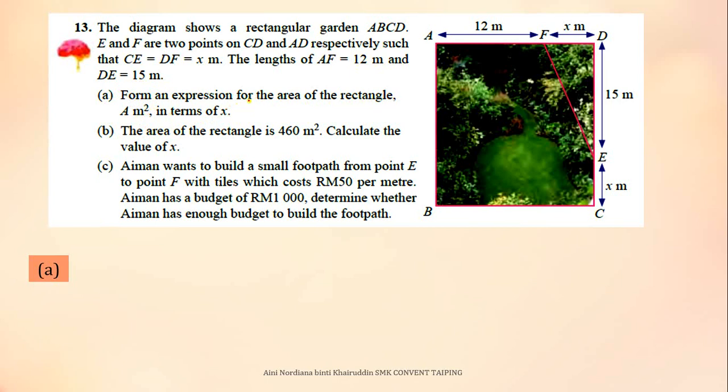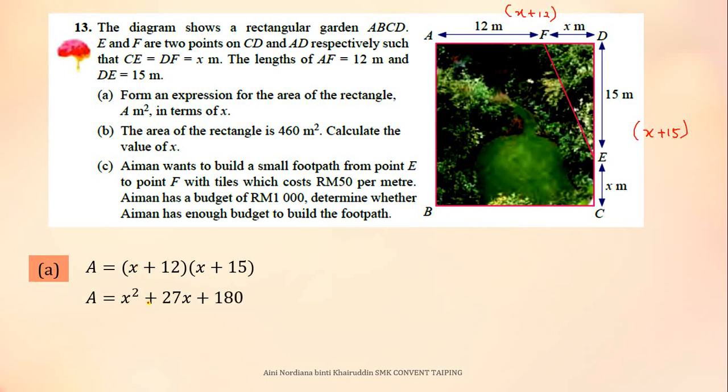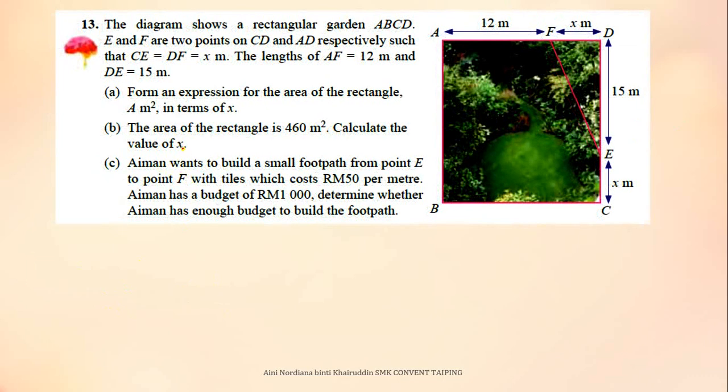So first find the area of the rectangle. The length is x plus 12 here, and the width is x plus 15. So we just multiply the length with the width, so that you'll get x squared plus 27x plus 180. So this is the answer for A. For question B, the area of the rectangle is 460. Calculate the value of x.